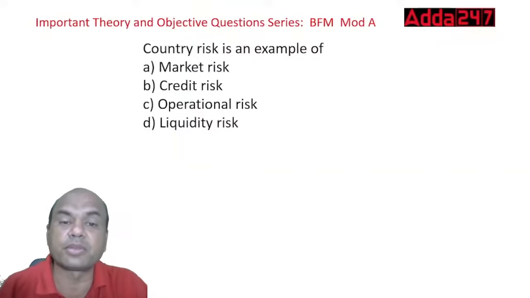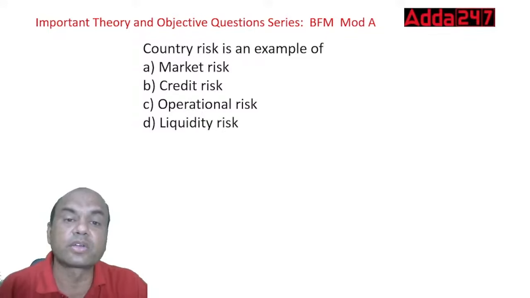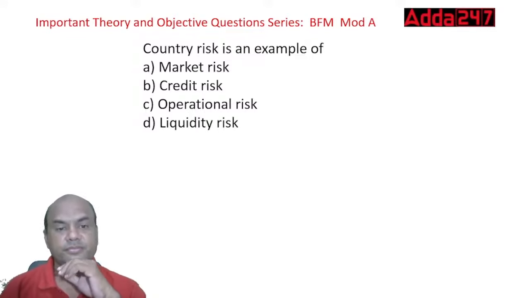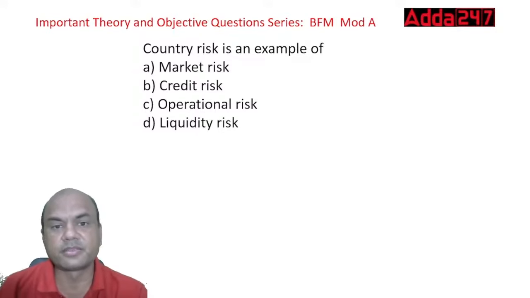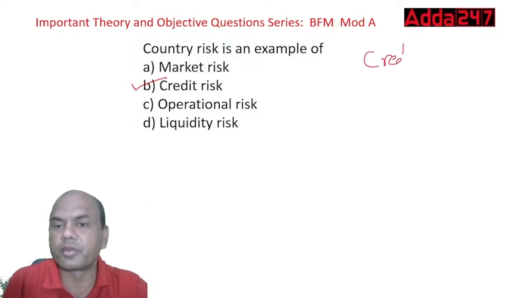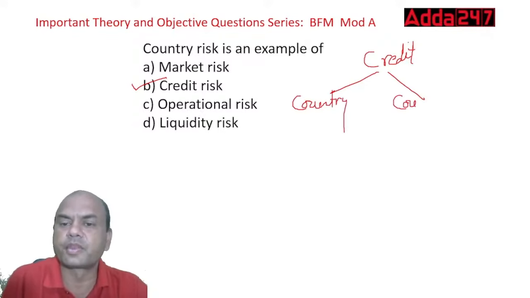Country risk is an example of market risk, credit risk, operational risk, or liquidity risk? Country risk is an example of what? It is credit risk. Remember, credit risk is of two types mainly. There can be various types, but mainly two: one is country and the second is counterparty.